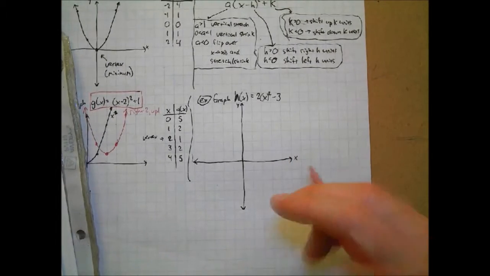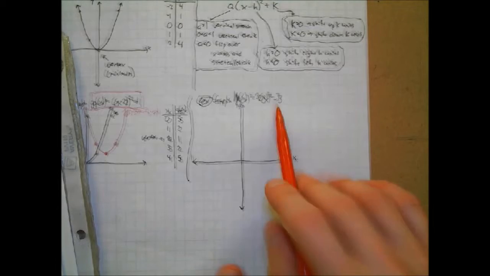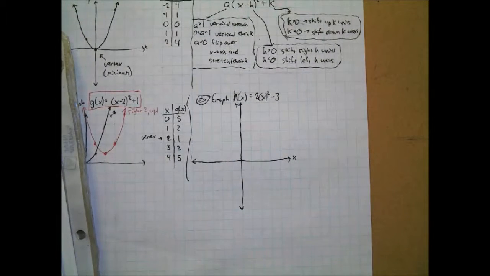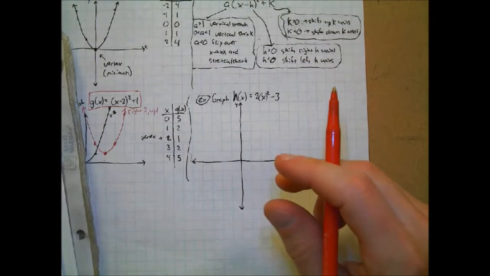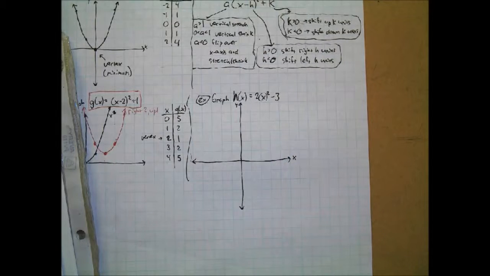So what kind of transformations are indicated here? What kind of transformations are shown? Down 3, because it's outside the x there, so it is down, okay? And what about that 2 in front? What's that going to do? A vertical stretch by a factor of 2. So in other words, it's going to get more narrow because it's going to be stretching out.